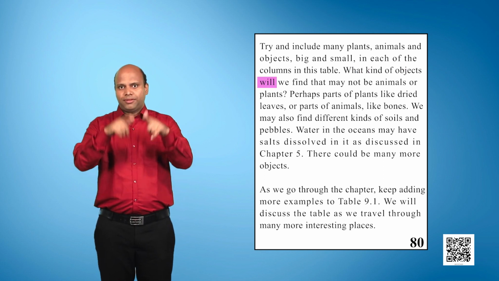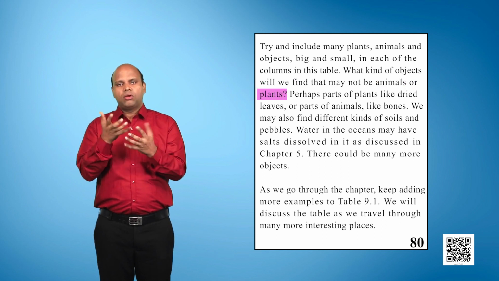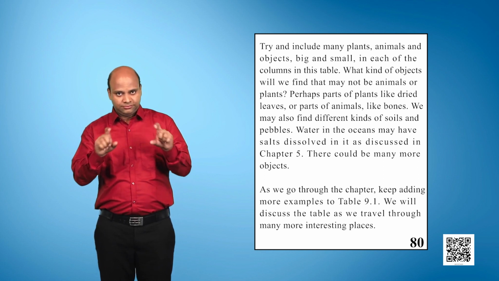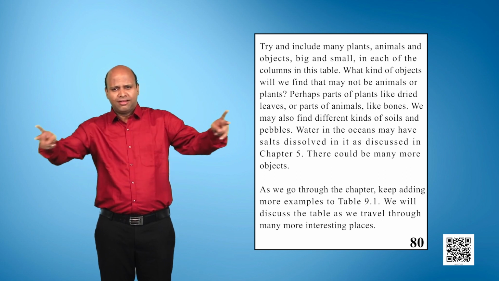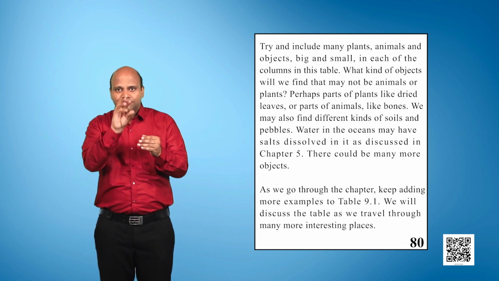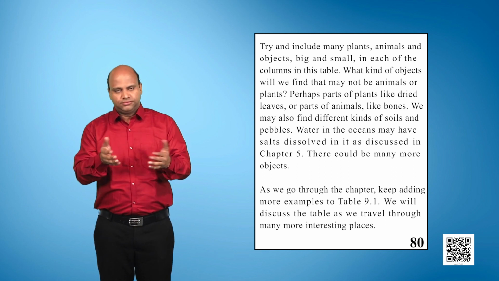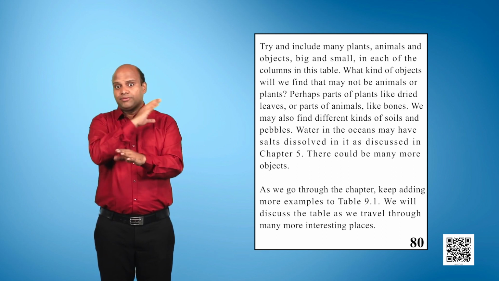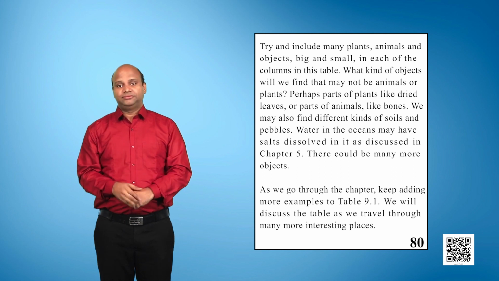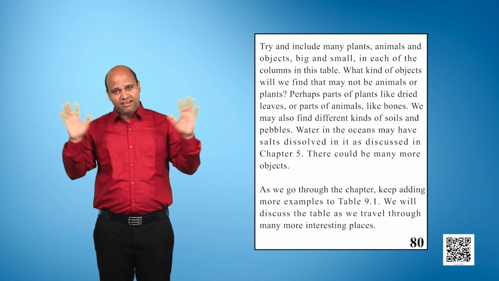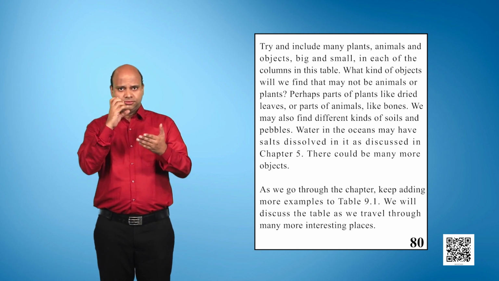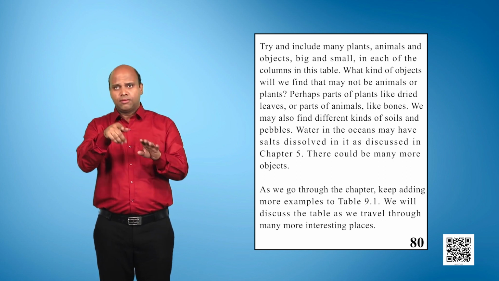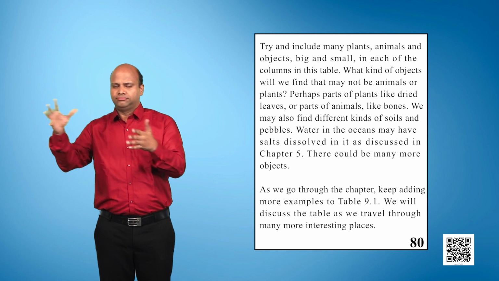What kind of objects will we find that may not be animals or plants? Perhaps parts of plants like dried leaves or parts of animals like bones. We may also find different kinds of soils and pebbles. Water in the oceans may have salts dissolved in it as discussed in chapter 5. There could be many more objects. As we go through the chapter, keep adding more examples to table 9.1. We will discuss the table as we travel through many more interesting places.